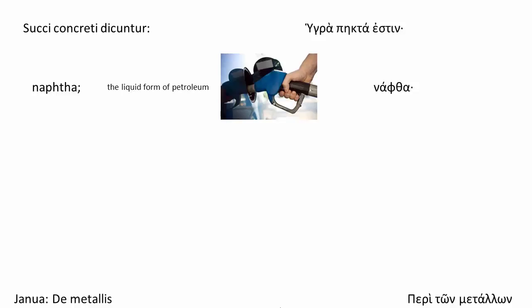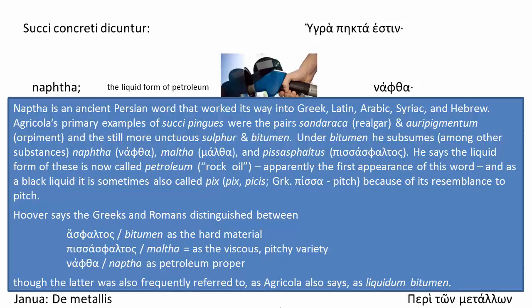Naphtha, from the Greek naphtha. Naphtha is an ancient Persian word that worked its way into Greek, Latin, Arabic, Syriac, and Hebrew. Agricola's primary examples of succi pingues were the pairs sandaraca, realgar, and auripigmentum, orpiment, and the still more unctuous sulfur and bitumen. Under bitumen, he subsumes, among other substances, naphtha, malta, and pisasphaltus, from the Greek pisasphaltos.